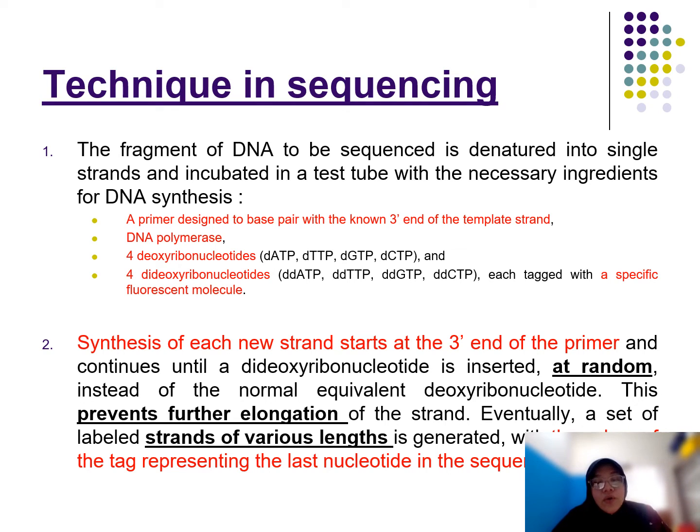So all of this, the deoxyribonucleotide, the dideoxyribonucleotide, DNA polymerase, and primer must be added inside the test tube because we want to amplify the strand of the DNA during sequencing.